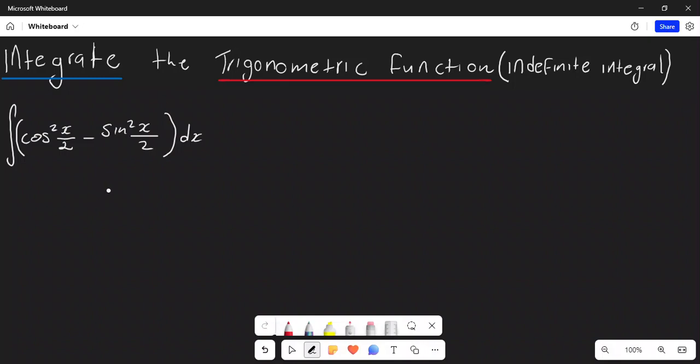Today in this video we'll be finding the integral of this function here. If you think you're able to find the answer for this one, you can pause the video and do this problem and see if at the end of this video we're able to get the right answer.